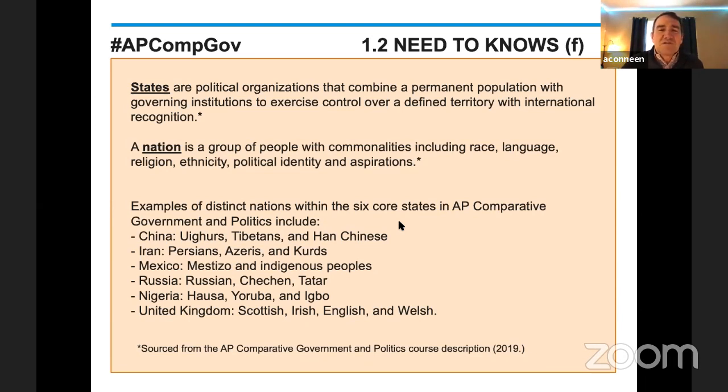2 more terms that you should be familiar with, and I mentioned this yesterday, if you took AP Human Geography or AP European History, you're probably really well versed in the difference between a state and a nation. And this is where you get some really interesting examples from the 6 different core countries in AP Comparative Government. In particular, a state is essentially the country or the government.